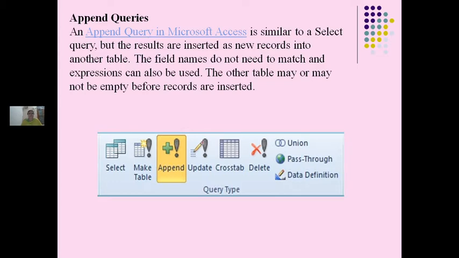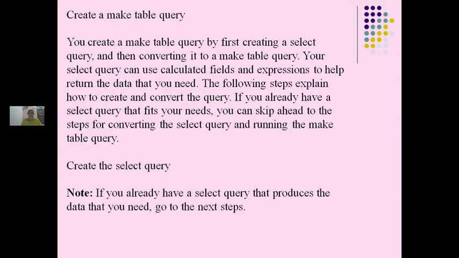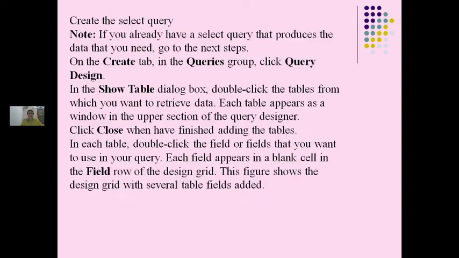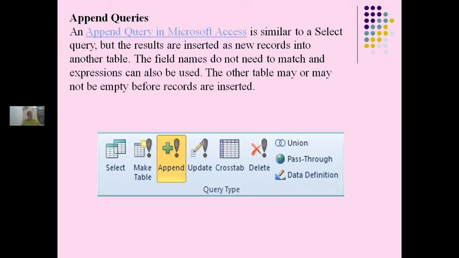Next type of query is append queries. An append query in Microsoft Access is similar to a select query, but the results are inserted as new records into another table. Before we have seen the make table query, which is the same as a select query, but the results are seen in a new table. But here in an append query, what will happen? It is the same as a select query, but the results are inserted as new records in another table. The field names do not need to match and expressions can also be used. The other table may or may not be empty before records are inserted.